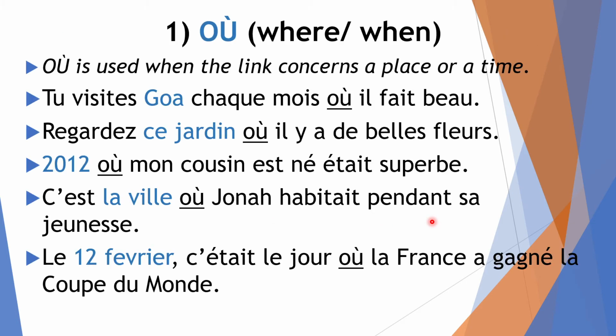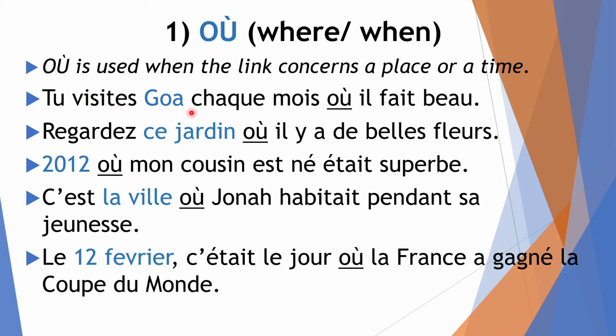Now let's begin with the first one. The first one is où. Okay, où is where or when. This is the easiest one to identify. It's when the link is concerning a place or a time. Okay, when the common factor is a place or a time, you will use où. So this will be given to you in the form of a fill in the blank.